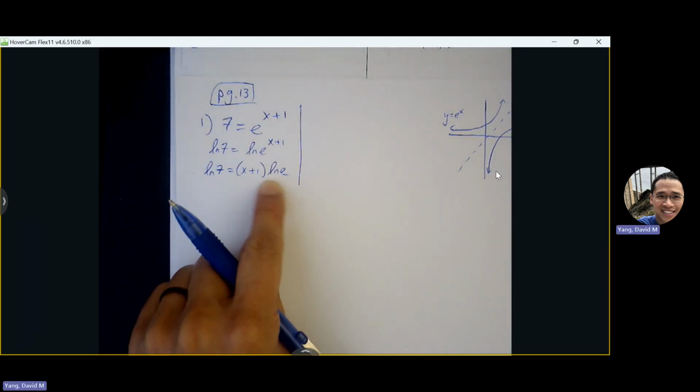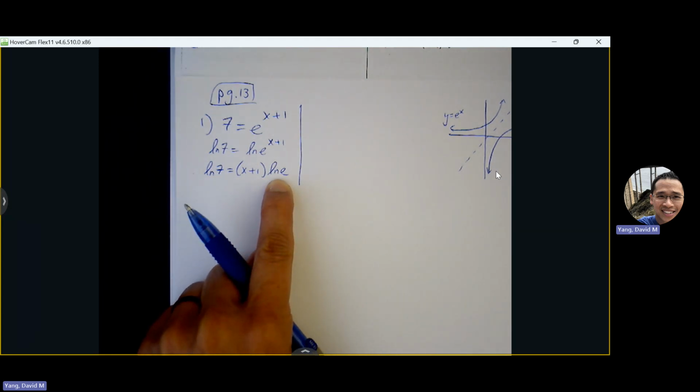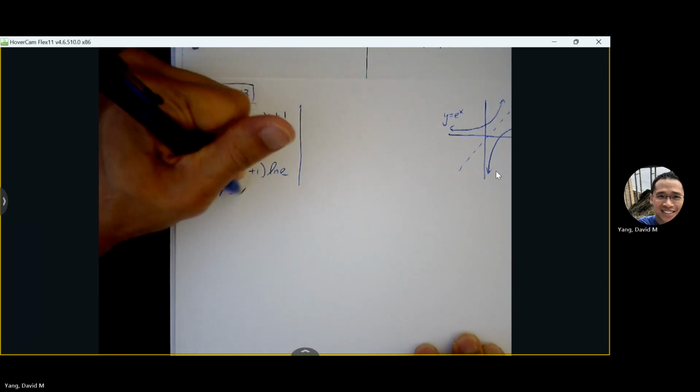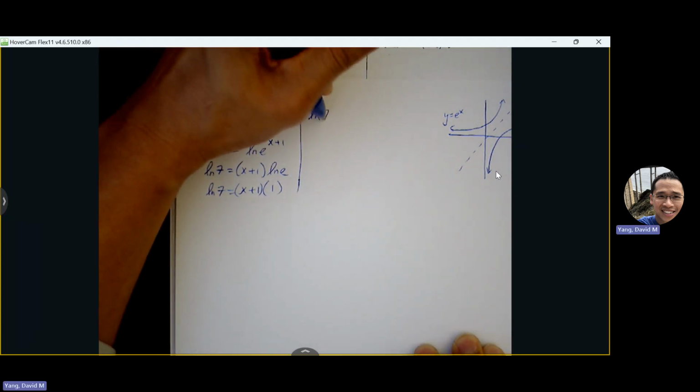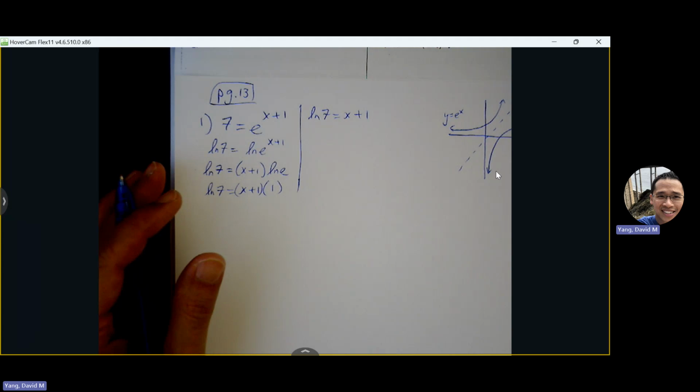So the x plus 1 comes down, and now we're just trying to solve for x. What do you know about natural log of e? What's natural log of e equal to? Yeah, just equal to 1, right? So that's nice. That goes away. And really, it's just natural log of 7 is equal to x plus 1. To solve for x, subtract 1 from both sides.